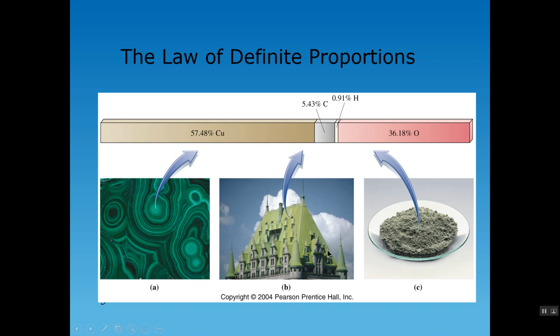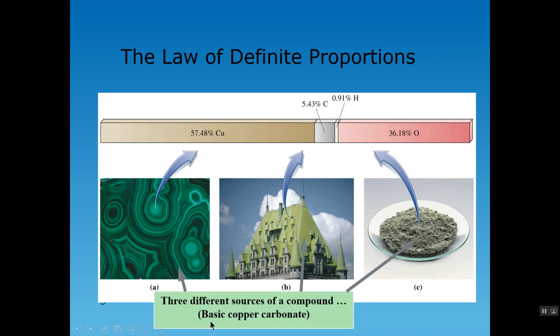And just to illustrate this particular law, we have this compound known as basic copper carbonate, right? And what you see up here, this bar right here, gives you the breakdown as to the composition of that compound. So the percentage of copper that is present in it is 57.48%. The percentage of carbon is 5.43%. For hydrogen it is 0.91%, and for oxygen it is 36.18%.